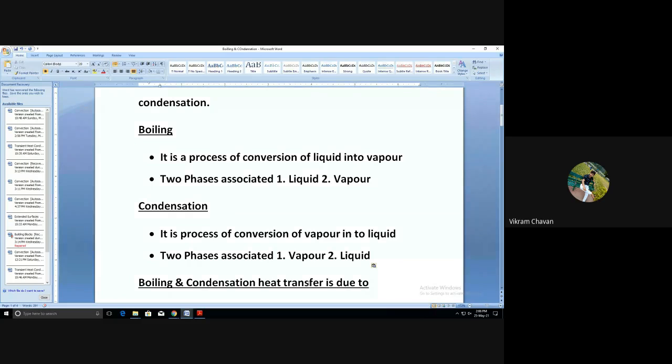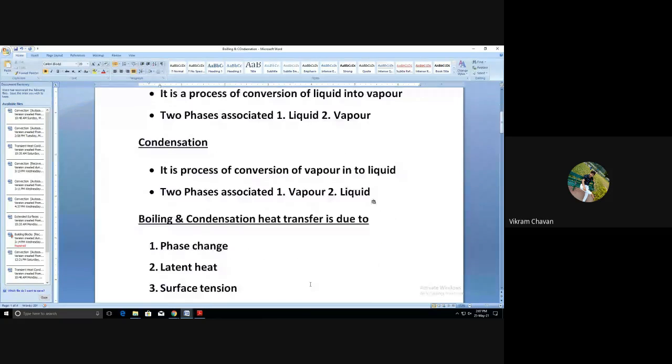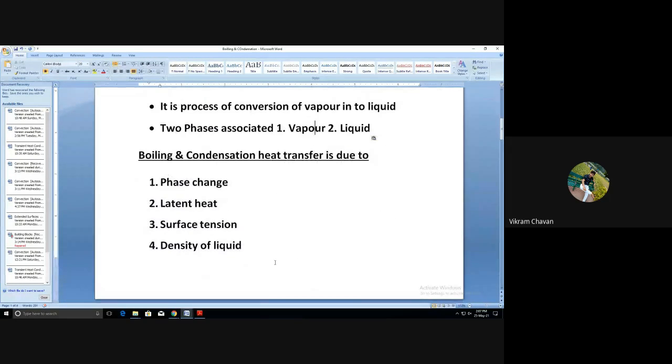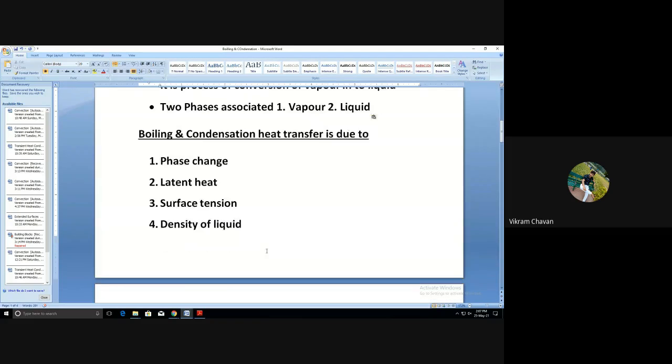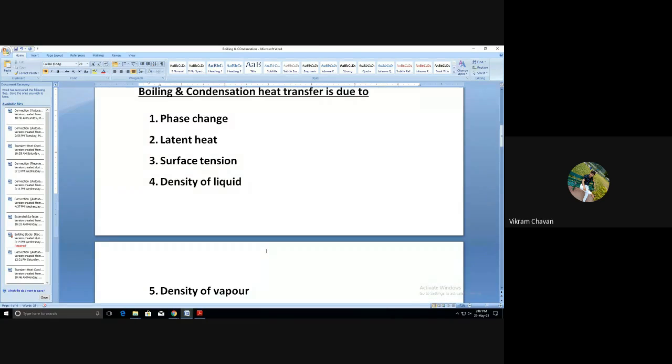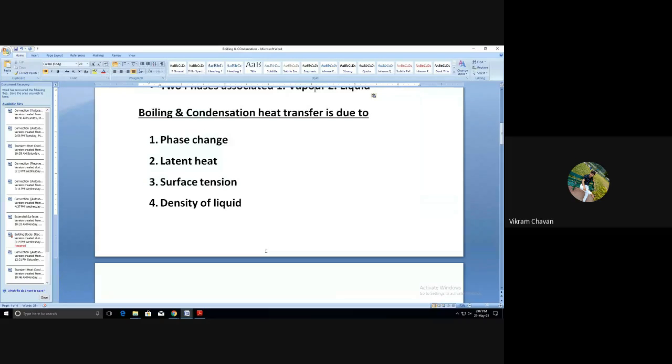So during this particular process, the heat transfer will happen. And which are the different parameters included in this heat transfer? The first one is nothing but phase change. Second parameter is the latent heat. Third parameter is the surface tension. Then the next parameter is density of a liquid, and the last one is density of vapor. These parameters are included in the boiling and condensation heat transfer.